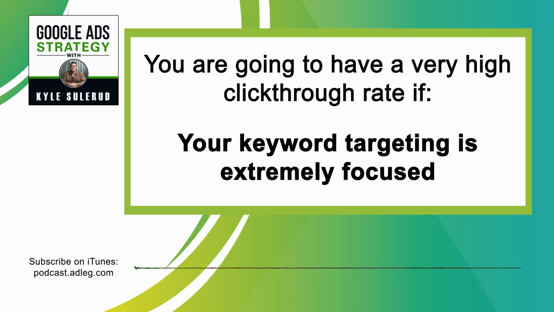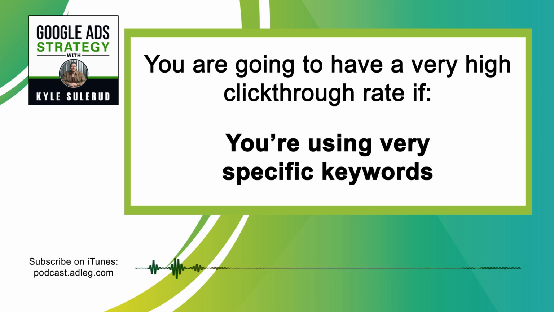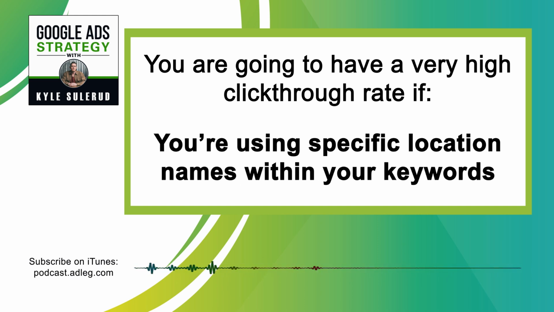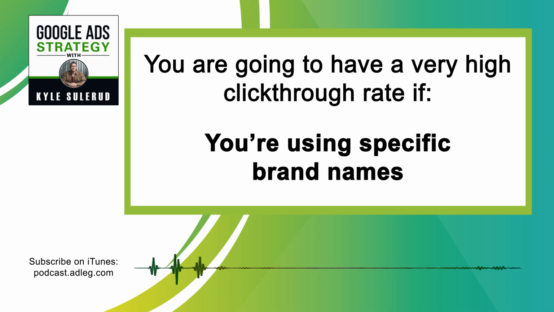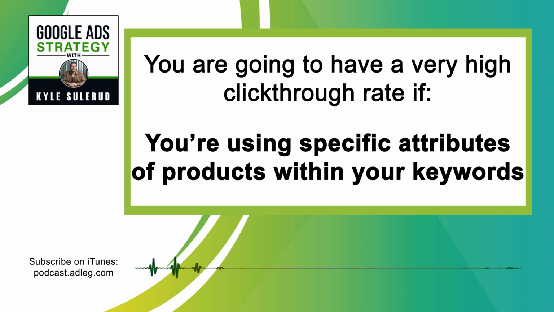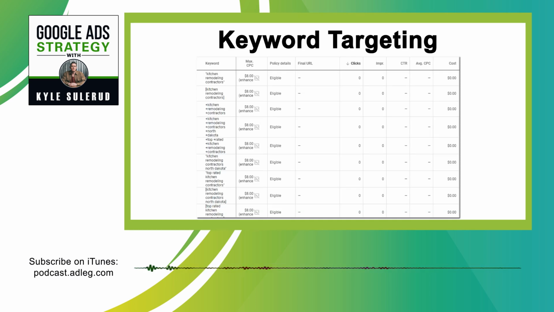If your keyword targeting is extremely focused, if you're using very specific keywords, perhaps specific location names within your keywords, or specific brand names or specific attributes of products, then you're going to have a pretty high click-through rate, maybe 15, 20, 25% or more. Those are really focused. And the reason the click-through rate is high is because we already know pretty precisely what the person is searching for, what they're trying to find an answer for. So if we can give them an exact answer to that question, they are very likely to click on the ad.